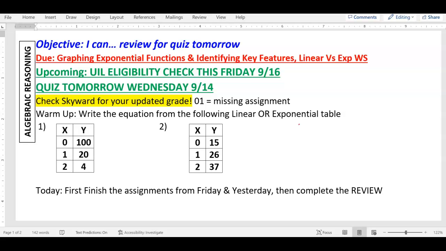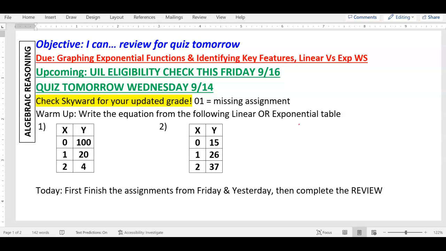Like we said yesterday, we're going to have a quiz tomorrow, okay? So I'm going to give you an opportunity to do a review that's very similar to the quiz tomorrow, okay? And I'll give you the answers to this and a video on how to do this. It's already all posted on Google Classroom, okay? But before that, I want to make sure we go over this again on the warm-up.